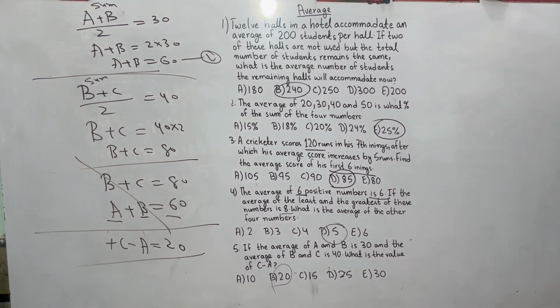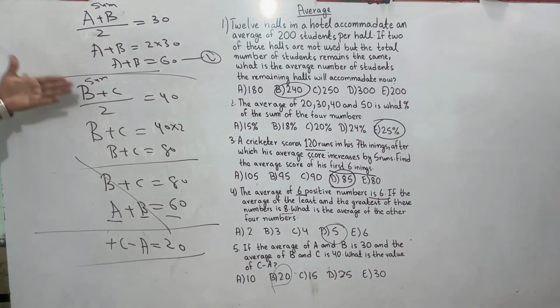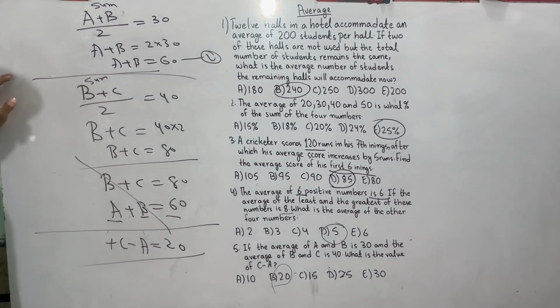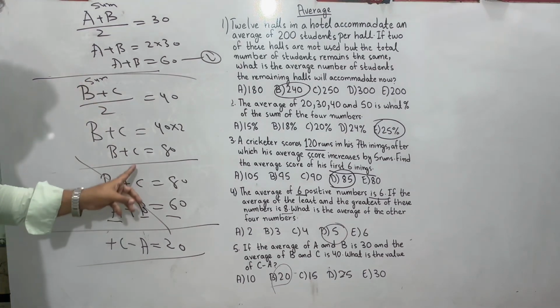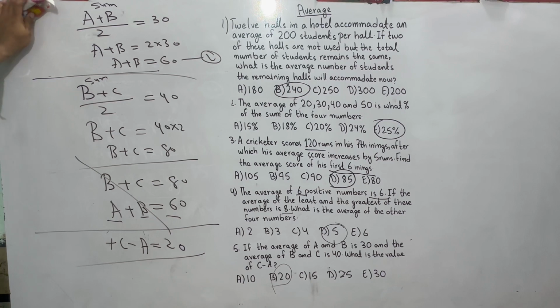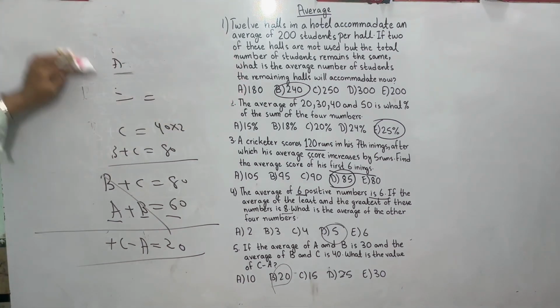Then we have been asked to find C minus A. We have to vanish A, so we just write equations 1 and 2. B is the common portion. Subtracting, B cancels out. I have C minus A is equal to 20. Those are the 5 questions that I have written on average for you.